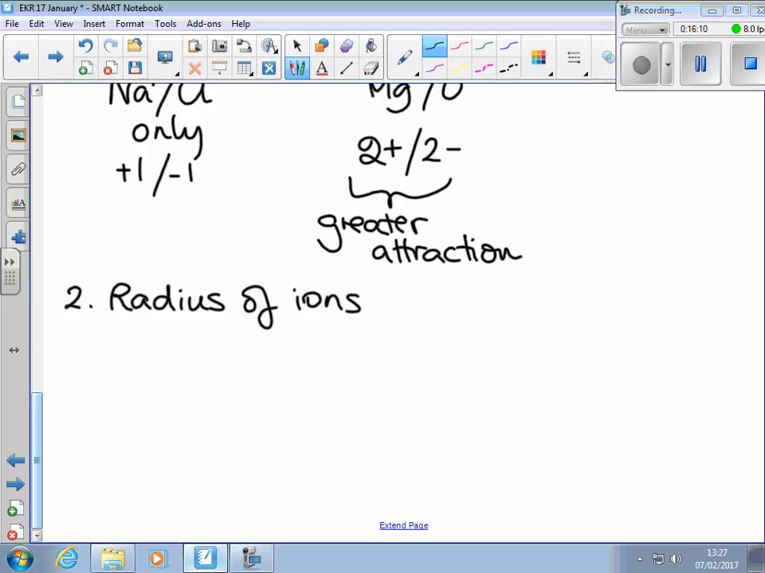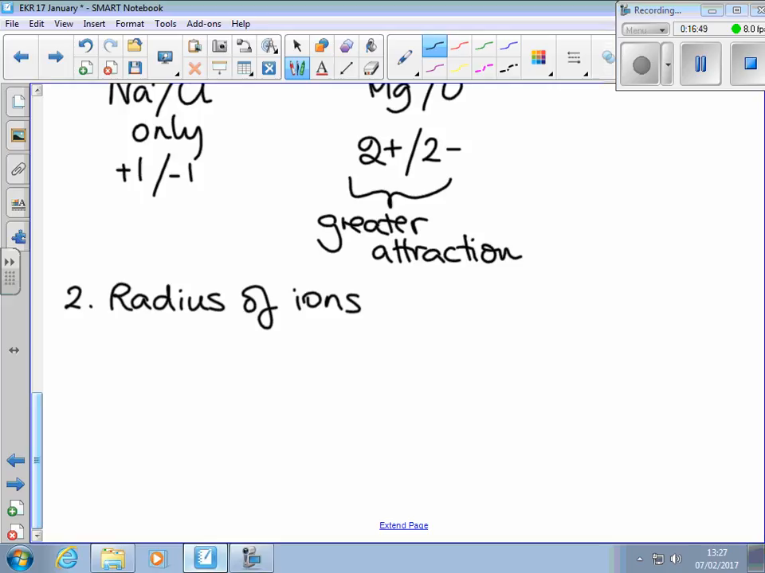Which ones are going to be smaller ions, the sodium ions or the magnesium ions? If you look at them in the periodic table, they're on the same period, aren't they? Yeah, third row down, sodium and magnesium. Now a sodium atom has how many outer electrons? 1. It loses that and becomes Na+. Magnesium has how many outer electrons? 2. So it loses those and becomes Mg2+.